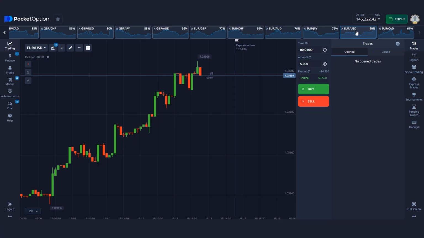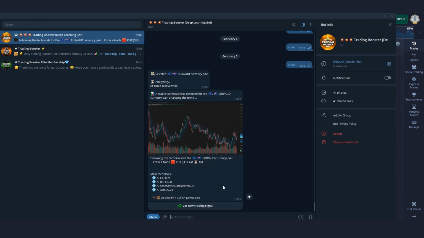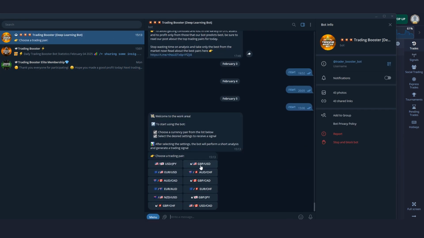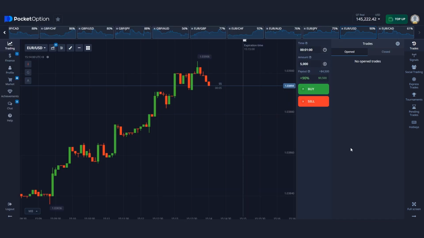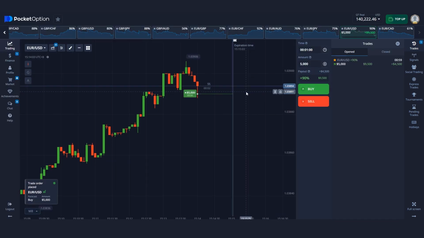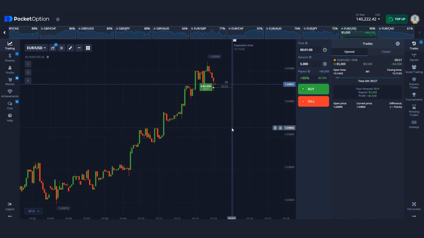I choose the currency pair euro to dollar, and I select the same currency pair in the booster bot, and I get a buy signal. You can open a buy trade right from here. Check it out. The most optimal percentage is 15%.